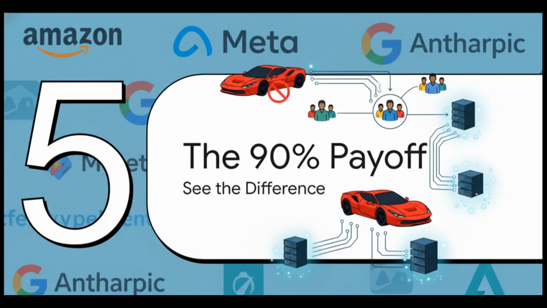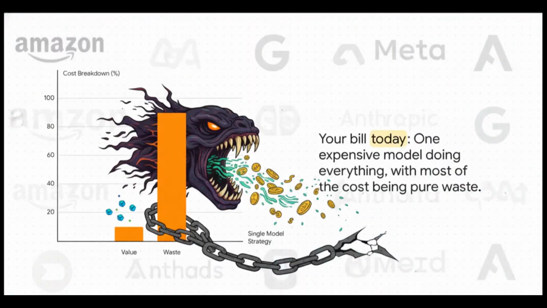So, what actually happens when you stop taking the Ferrari everywhere and you start using your specialized team? What does the payoff look like in the real world? Well, get ready because this is the fun part. This is your bill today. One giant, ugly, terrifying bar for that one expensive model that's doing everything. It's bloated, it's wasteful, and it is absolutely sucking your budget dry.